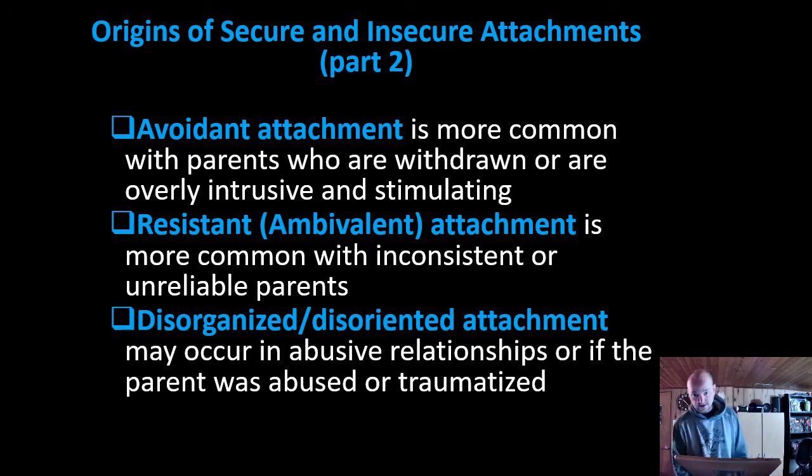Resistant attachment is more common when parents are inconsistent or unreliable. So baby's resistant to depend on that because in the past, it couldn't trust that there was consistency. It's not that mom didn't love baby. When mom loved baby, it was the consistency piece. And then disorganized, in maybe abusive scenarios, or if the parent was abused and traumatized, or if the baby's hurt. You can probably think of that scenario, but child protection matters because these early years are so critical.